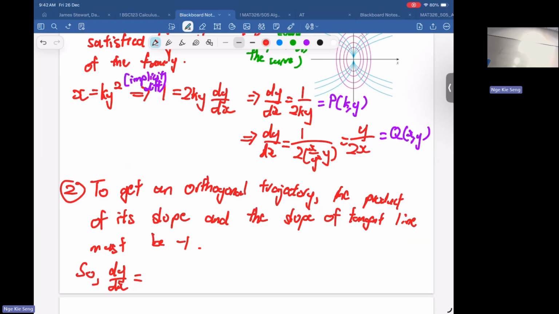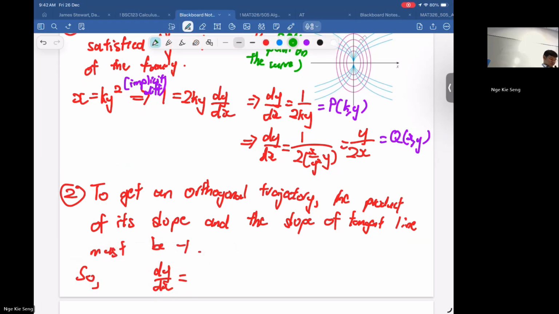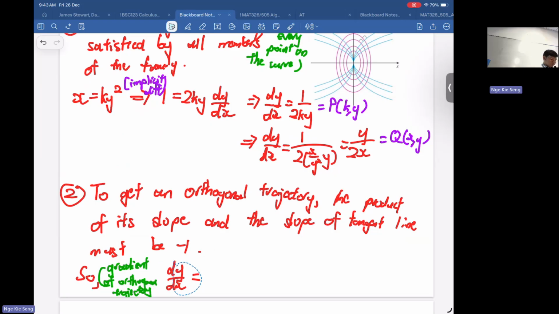What multiplied with y over 2x gives you -1? What's the new dy dx you need? So here is the gradient of the orthogonal trajectory. What do you think? What multiplied with y over 2x, you get -1? Jose.